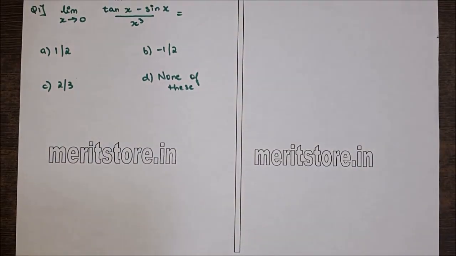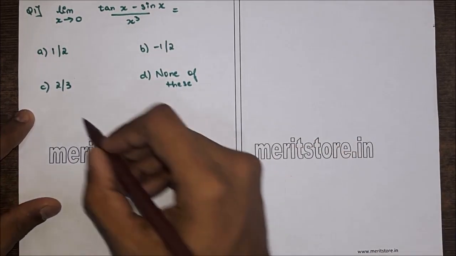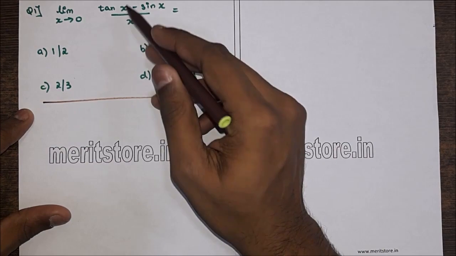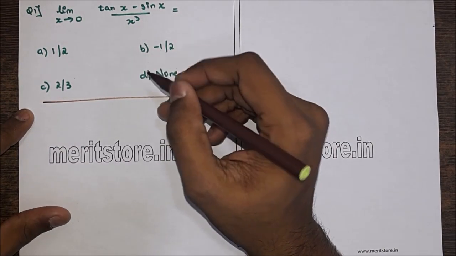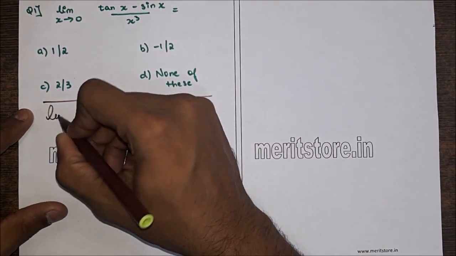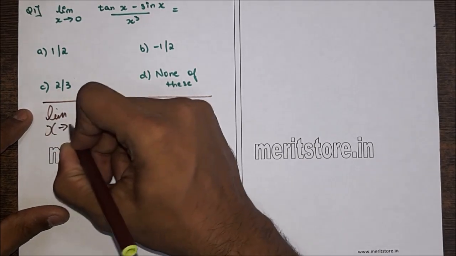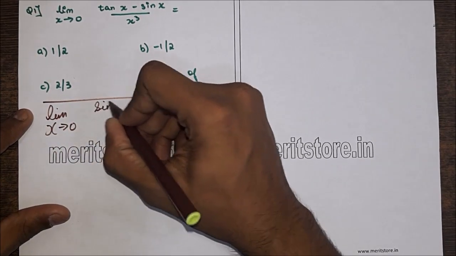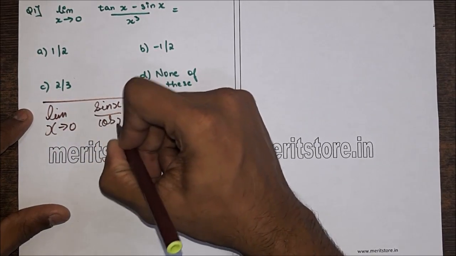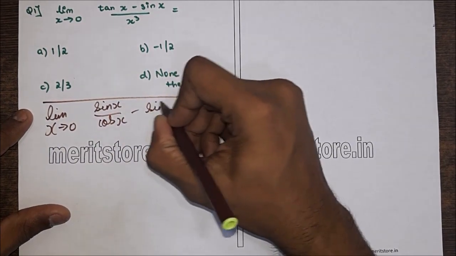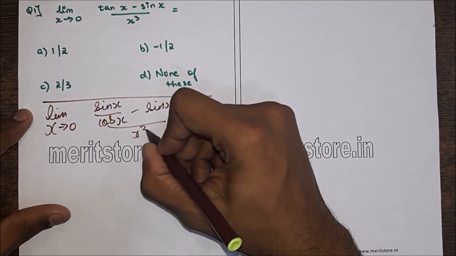Limit of x tends to 0, (tan x minus sin x) upon x cube equals: a) 1 by 2, b) minus 1 by 2, c) 2 by 3, or d) none of these. What we do first is we write tan x in terms of sin and cos x. That gives us limit of x tends to 0, (sin x by cos x minus sin x) upon x cube.